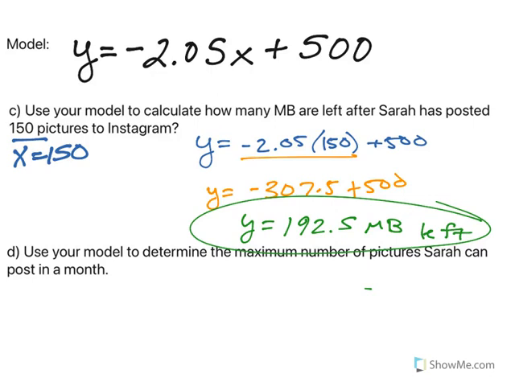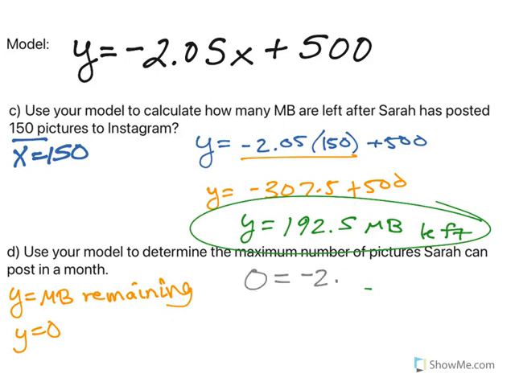Let's go to letter D. Use your model to determine the maximum number of pictures Sarah can post in a month. Well, how do I do that? Think about what y represents. Y represents the megabytes remaining. So if we're trying to figure out when I use all my megabytes, that means y would be 0, right? I would run out of megabytes. So I want to figure out when my equation equals 0. Okay, we can do that.